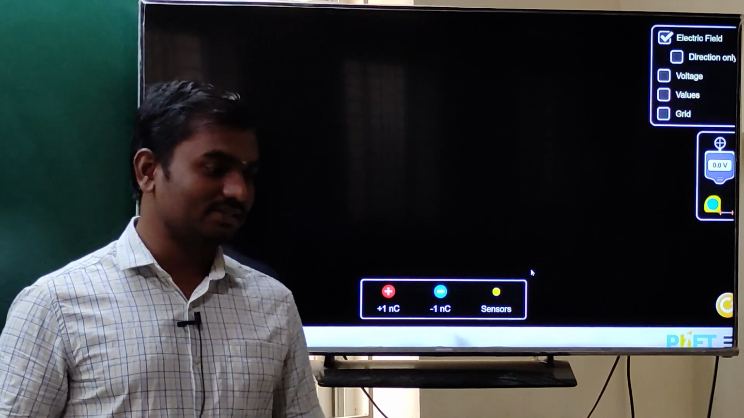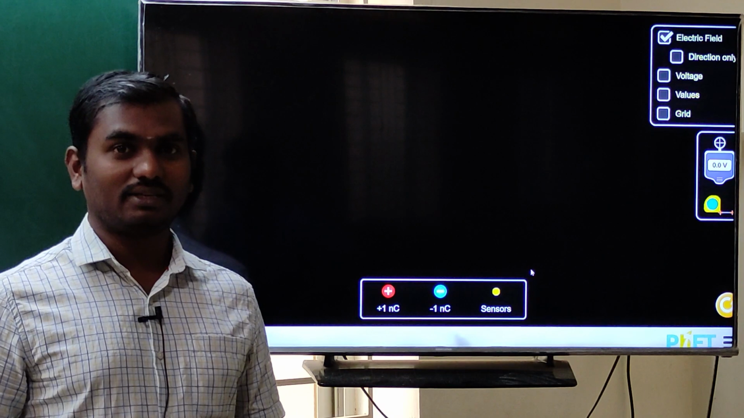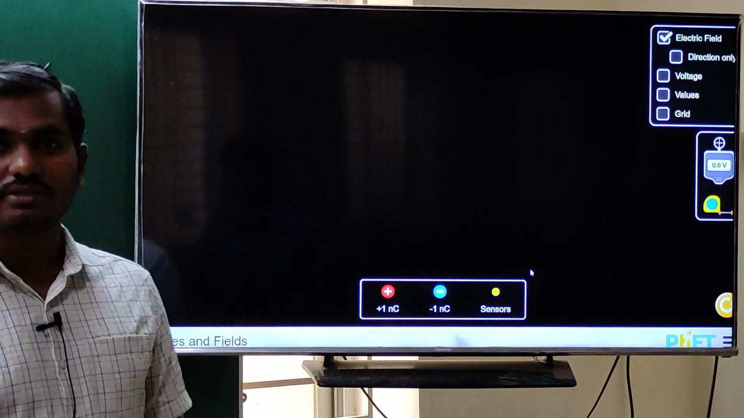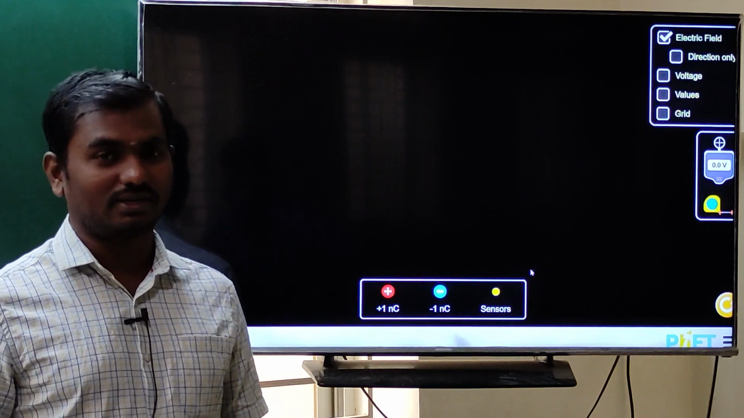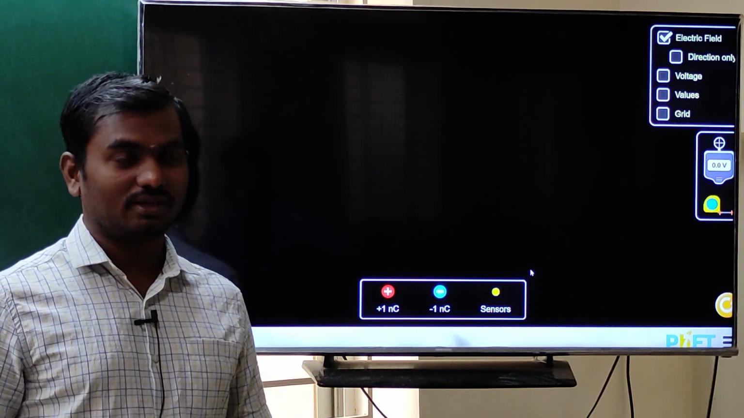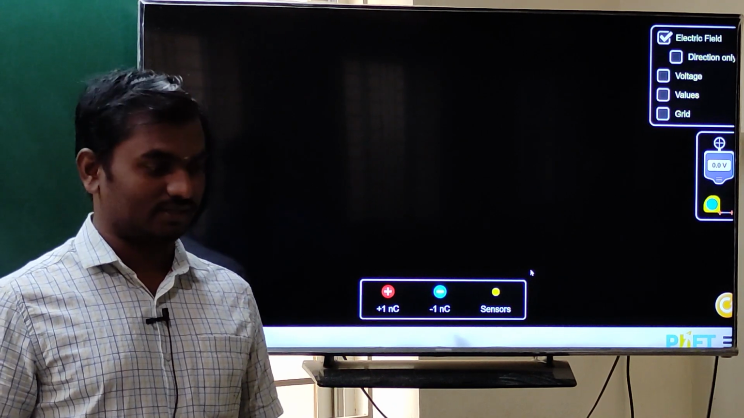We are going to discuss some important properties of electric field lines. This electric field is produced by charges, correct? We have two types of charges, one is positive charge and the other is negative charge. We know some properties of basic charges. Like charges repel each other, unlike charges attract each other, right?